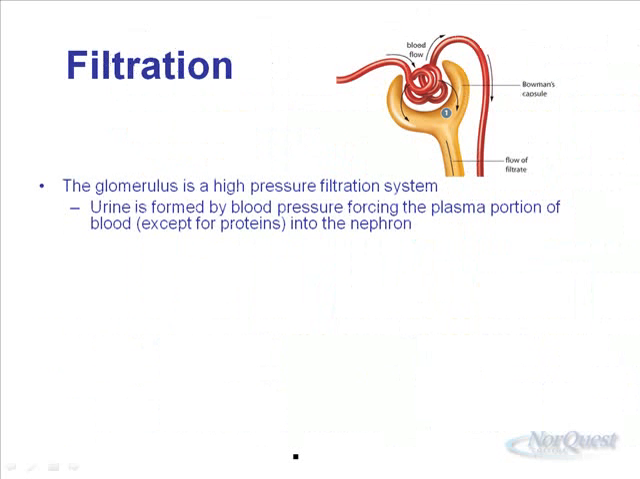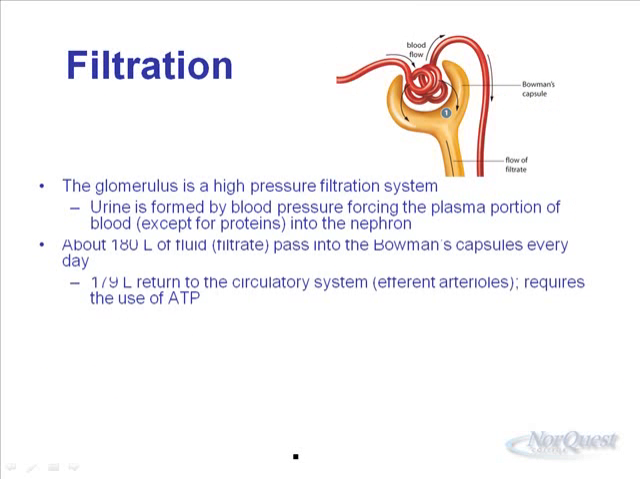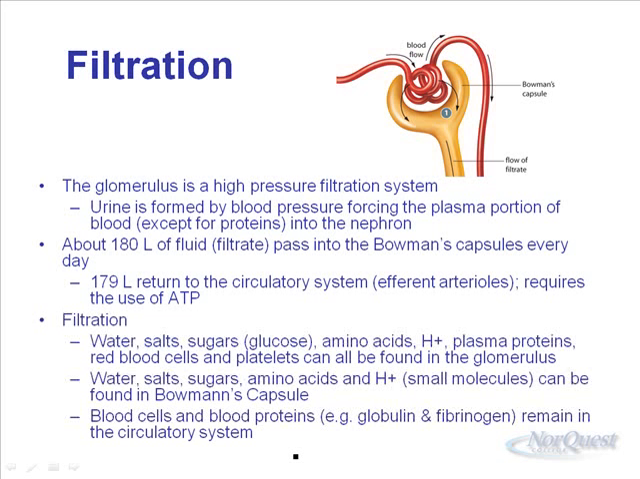So again, filtration, it's a high pressure system in the glomerulus. Urine is formed by blood pressure forcing the plasma portion of our blood into the nephron. In the kidneys, about 180 liters of fluid passes into Bowman's capsule every day, or into the million Bowman's capsules that fill our two kidneys. 179 liters are returned back to the circulatory system. So most of that fluid does come back into our circulatory system by reabsorption.